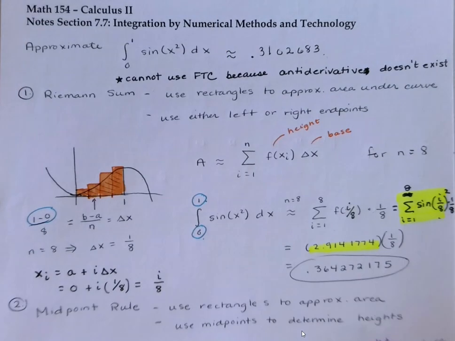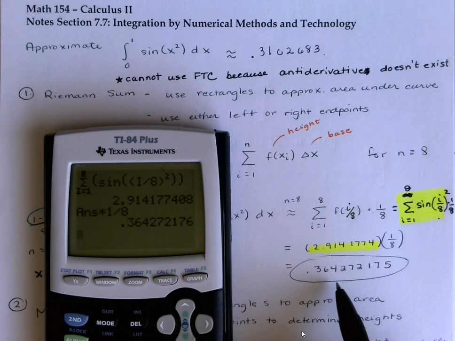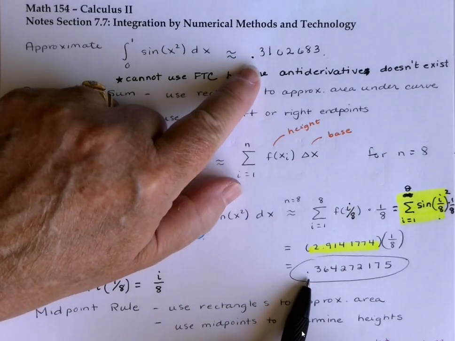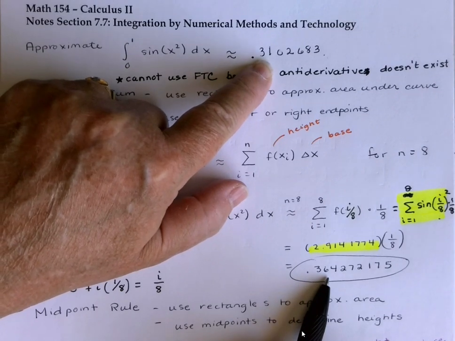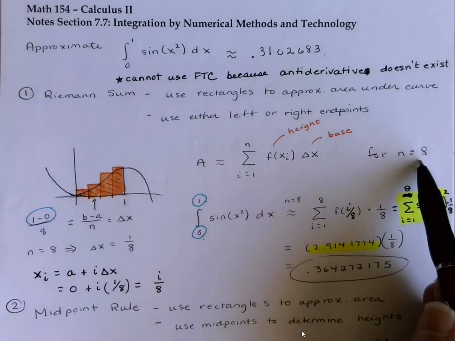Okay, so that's really helpful. The calculator can do some sums for us. When I took that number and multiplied by an eighth, that's where I got this 0.364. So using 8 rectangles, which is not a lot of rectangles, we got a so-so answer. We got the 0.3 right, but we're off by about 5/100ths, so it's not a great approximation. I'm going to stick with n equals 8 for now, and we're going to look at some other ways of approximating to see if we can do better without increasing the number of rectangles.